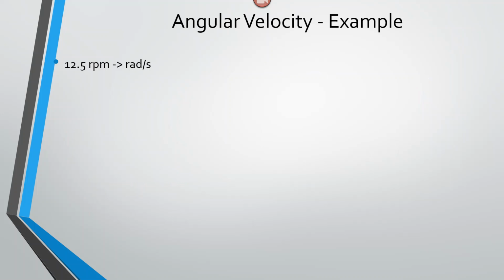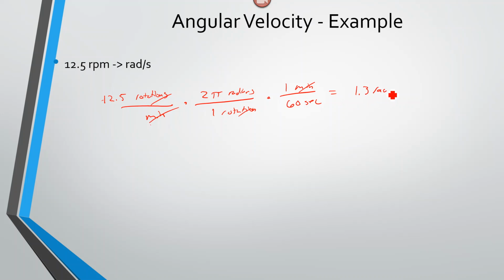Alright, let's do a conversion real quick. We have 12.5 rotations per minute. We know there are 2 pi radians in 1 rotation, and we know 1 minute is 60 seconds. So minutes cancel, rotations cancel, and we get radians per second as our final unit. We do the math, and we come up with 1.3 radians per second. Pretty simple, huh?